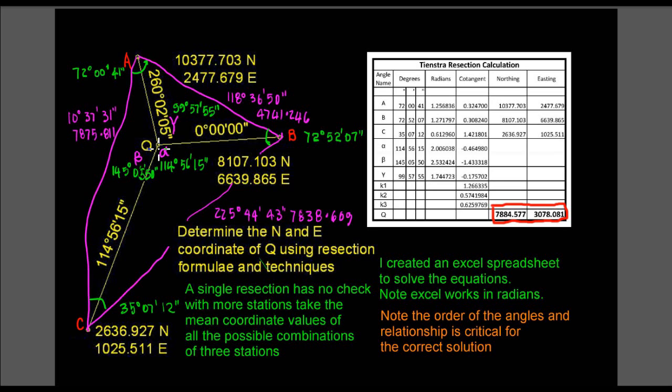So where there's more stations, you take the mean coordinate values of all the possible combinations of the 3 stations, and that way you're getting a check on each one then. So just a single resection like this, as I say, is a very dangerous animal, because there's no check. And so there you have it, the classic resection or 3-point problem.